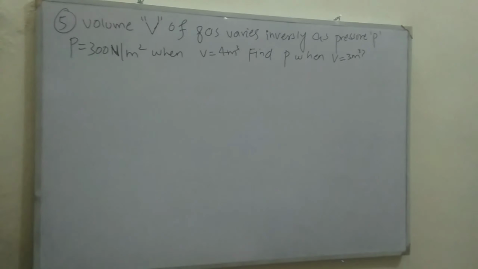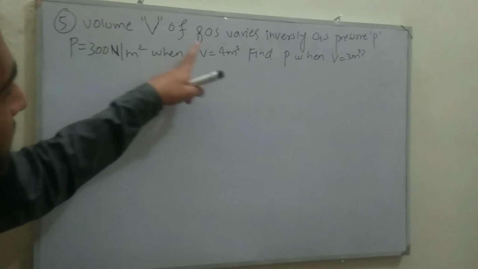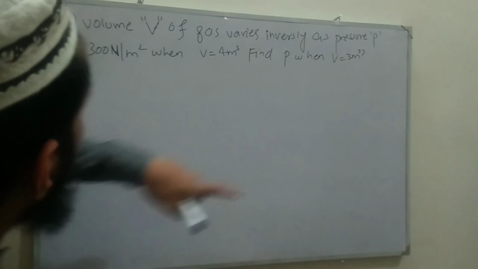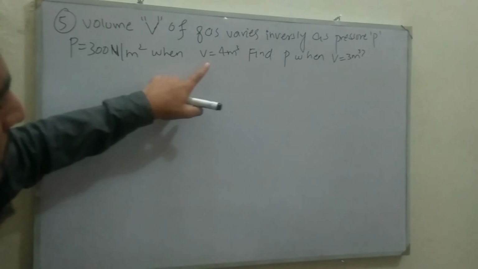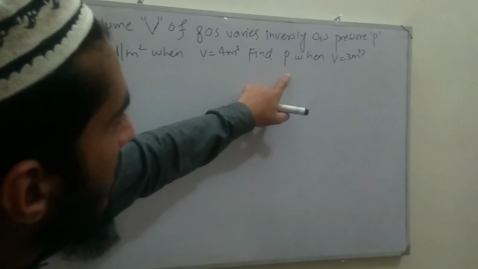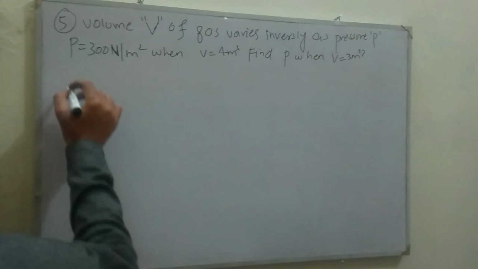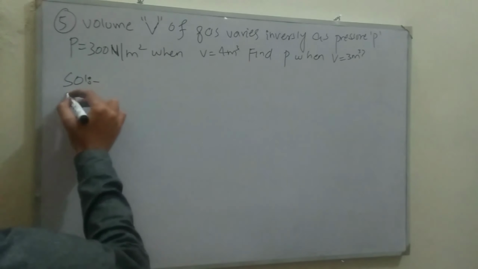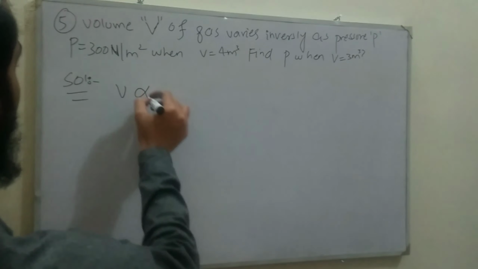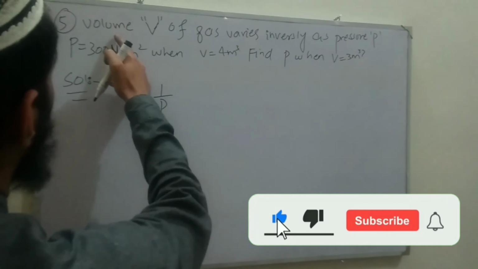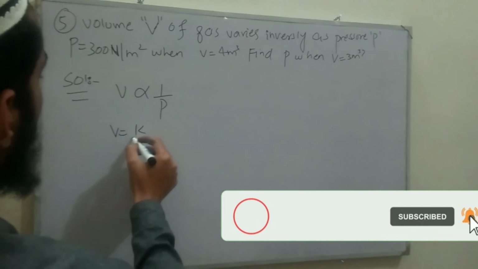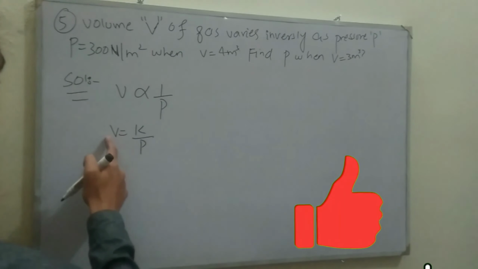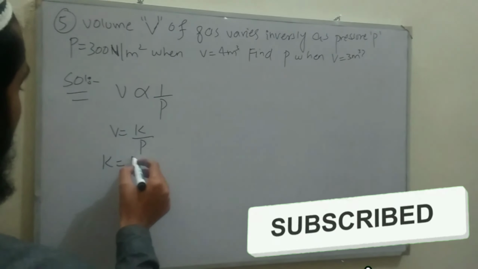Move to question number 5 of exercise number 3.5, chapter 3 variation. Volume V of a gas varies inversely as the pressure P according to Boyle's law. If the pressure is 300 Newton per meter square when the volume is equal to 4 meter cube, find the pressure P when the volume is 3 meter cube. So solution. Using Boyle's law, volume is inversely related with the pressure. According to the given question, volume is inversely related with pressure. Remove proportionality and bring a constant K, V is equal to K divided by P. P shifted to the left hand side becomes K is equal to PV.